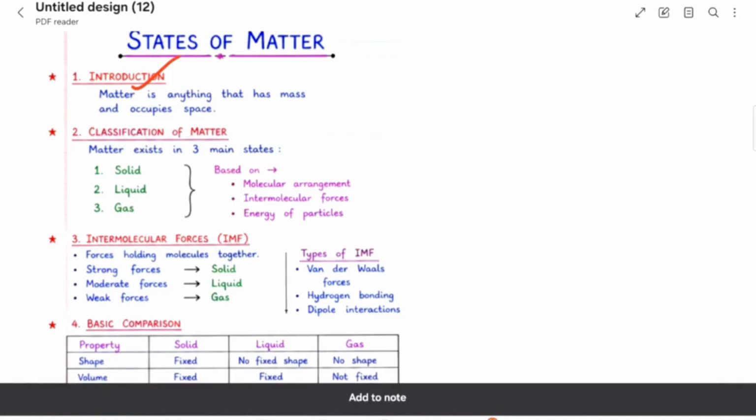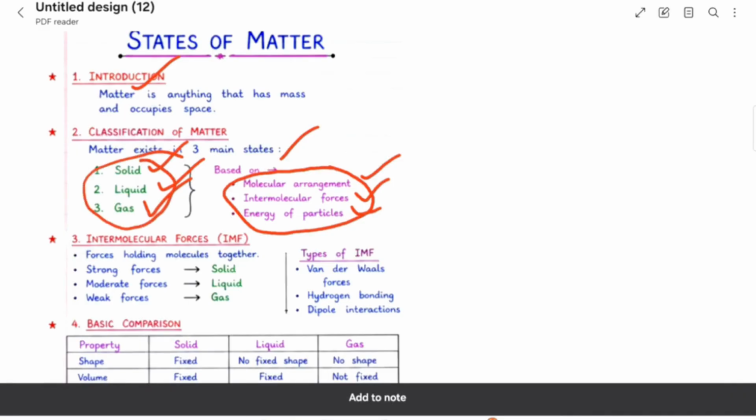The matter is classified into three main categories: solid, liquid and gas. This classification is based on the molecular arrangement, intermolecular forces and energy of the particles. These are the three basic criteria taken into consideration to categorize matter into solid, liquid and gas.